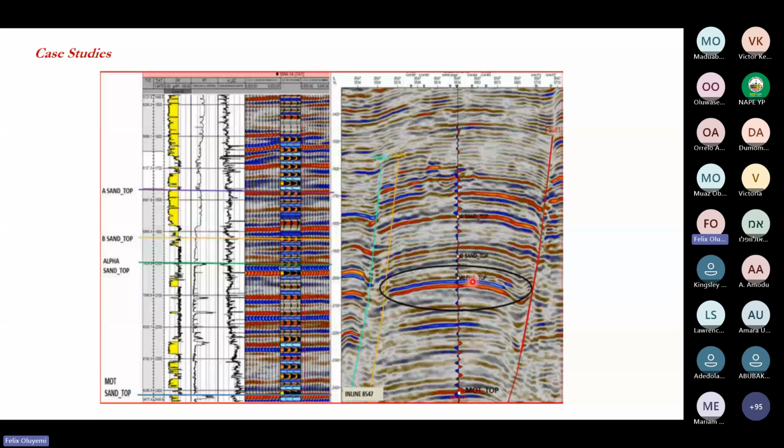The next case study, this particular one is from Kingdom, which we call IHS. Again, this person tried to do, okay, he wants to understand what is trough, what is peak. Trough is when you have your reflection coefficient on the negative side.